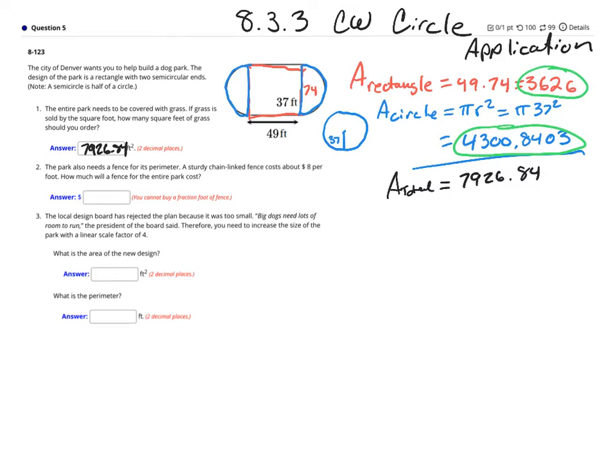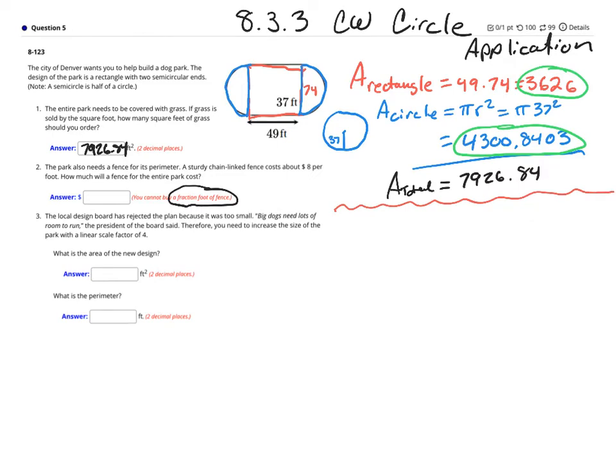Now, the next one says the park also needs fence for its perimeter. A sturdy chain link fence costs about $8 per foot. How much will the fence cost for the entire park? Notice down here in this little note, we can't buy a fraction of the fence. So we're going to have to round up when it's time to figure out the cost.